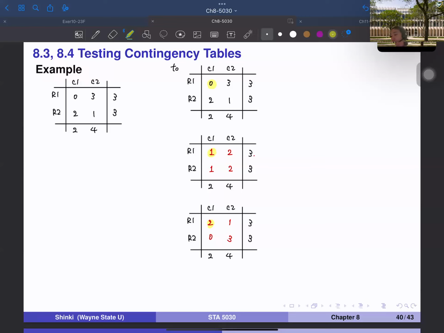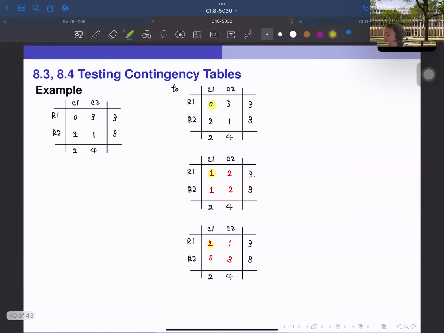Also in some puzzle games, if we decide several cells, then other things are automatically determined. In general, if we fill out the number of cells equal to the degrees of freedom, then other things are automatically determined. And actually, these 3 are all possible tables. Other tables are not possible. Why? Because the column total is 2, so this yellow cell should be either 0 or 1 or 2, and no other combinations.